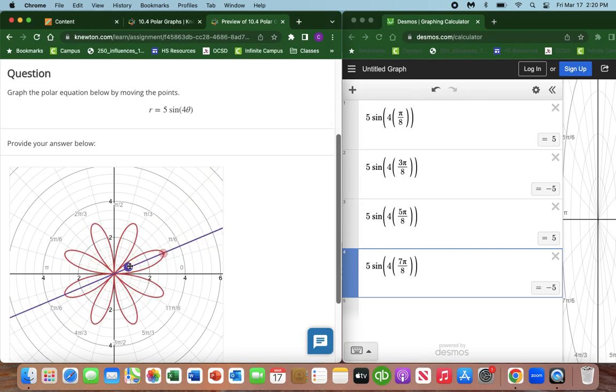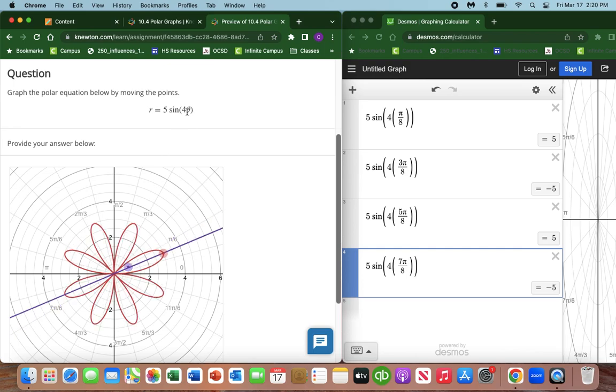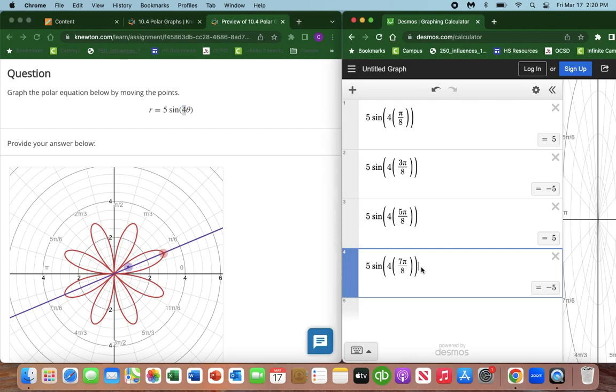So how many petals do I have? Well, this 4, the leading coefficient here, tells us that I'm going to have a certain number of petals. Anytime you have an even coefficient on the inside on theta, that means you're going to essentially double the number that's written there. So 4 times 2, I have 8 petals. Notice I've only gone around, I haven't even gone around pi times on this circle yet. So I'm going to keep going and do this a total of 8 times.